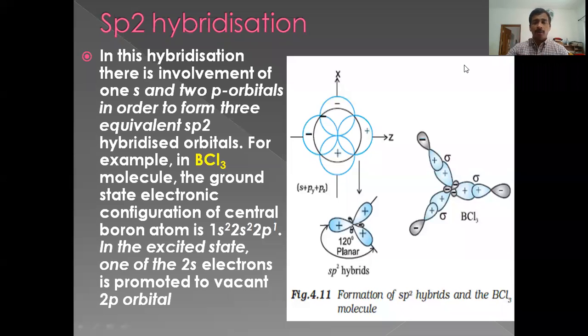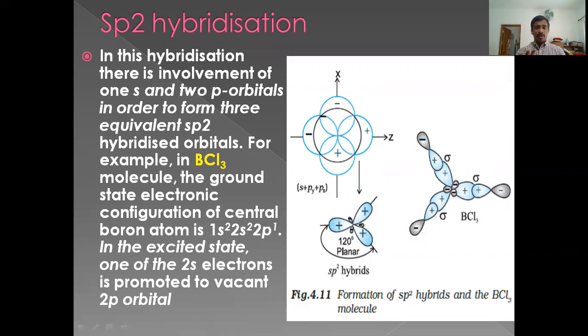We can continue the discussion on hybridization. Today we will discuss sp2 hybridization. So already we discussed that hybridization is the intermixing of atomic orbitals of almost similar energy to form new orbitals of same energy and same shape. When one s orbital and two p orbitals are undergoing hybridization, we can call the hybridization as sp2 hybridization.